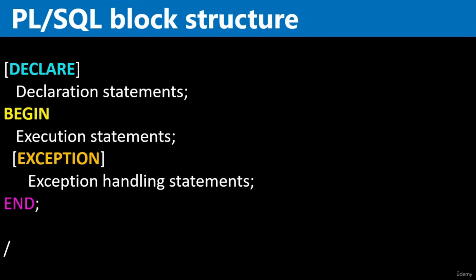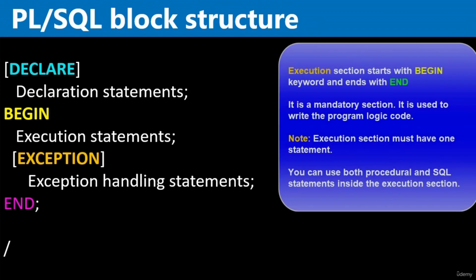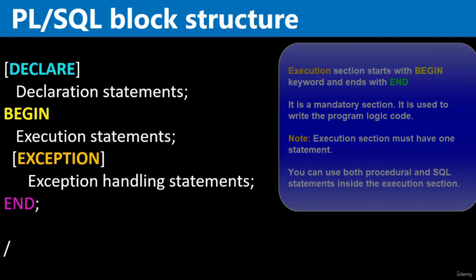The execution section starts with a BEGIN keyword and ends with an END keyword. It is a mandatory section. In the execution section is where you write the logic for your program. Also, the execution section must have at least one statement. You can use both procedural and SQL statements inside the execution section.